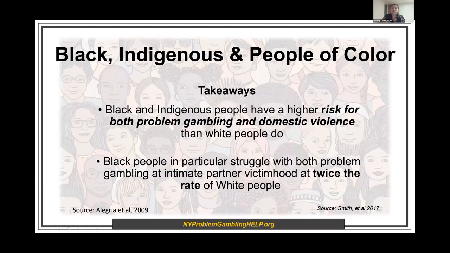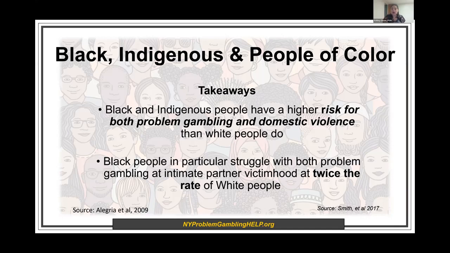Okay. So Black, Indigenous, and people of color. What we know so far about BIPOC individuals is that Black and Indigenous people have a higher risk for both problem gambling and domestic violence than white people do. What we also know, what we've seen from the data so far, is that Black people in particular struggle with problem gambling and intimate partner victimhood at twice the rate of white people.